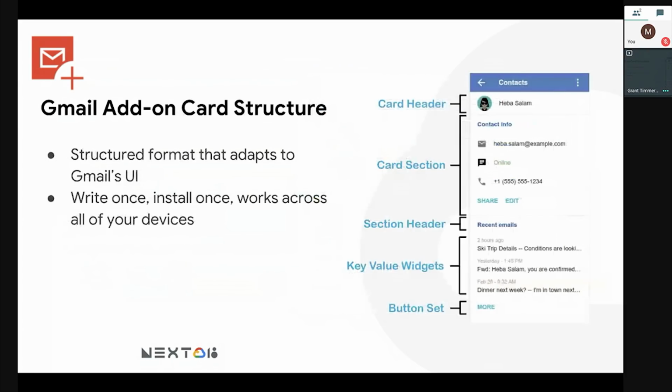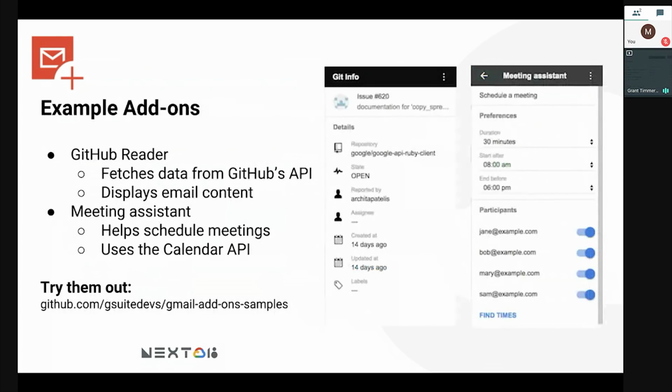The add-on structure is a bit like this. You have a header, and you have card sections and section headers, etc. It works great because it's a structured UI data format that works well across devices. Here's some example add-ons. So if you use GitHub at all, you can write an add-on that fetches metadata from GitHub's API and provides things like data on who reported an issue, when it was last updated, etc.